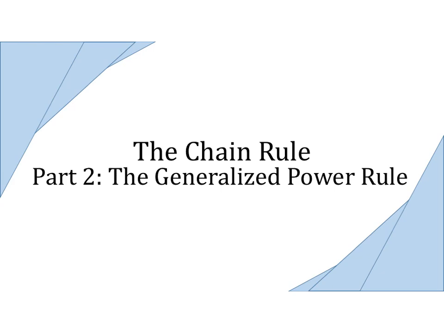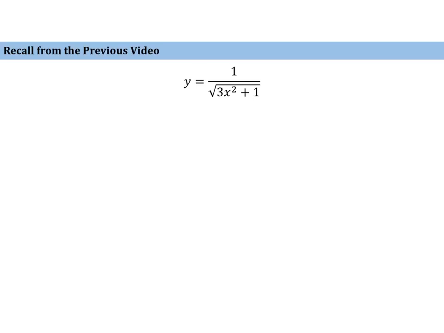In this video, we will continue our discussion of the chain rule. We will start by building upon the results we obtained in Part 1. If you have not watched Part 1, please stop and watch it first. In the previous video, we took the derivative of this function by using the chain rule.